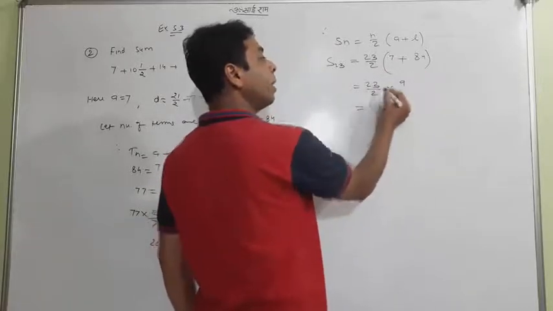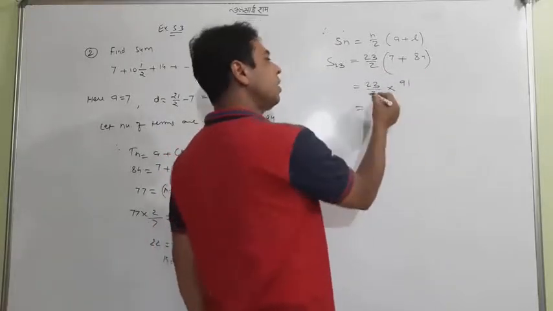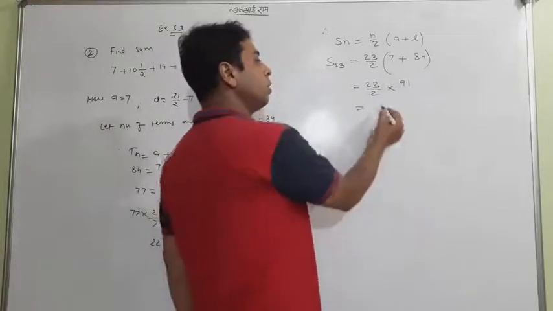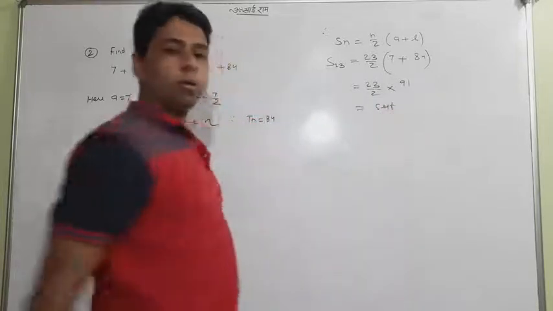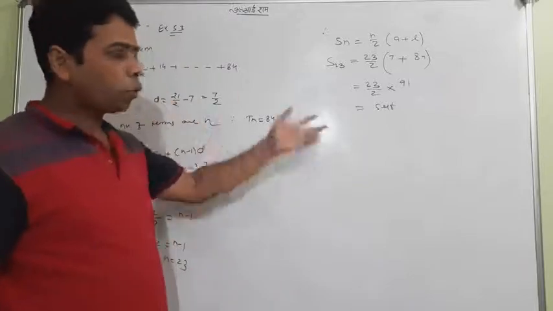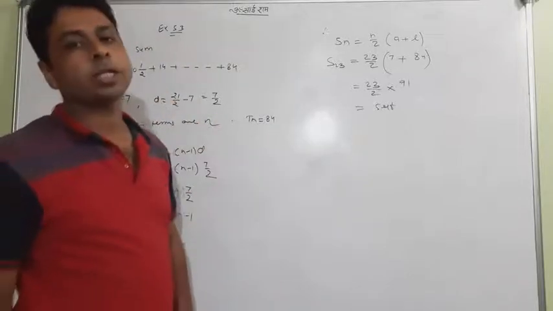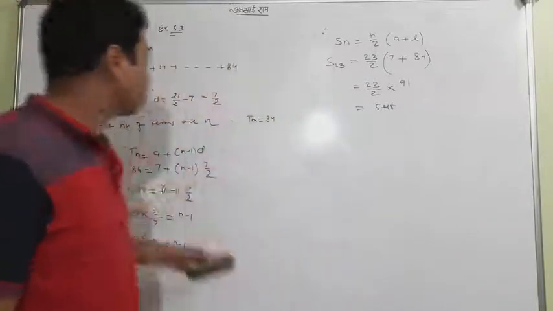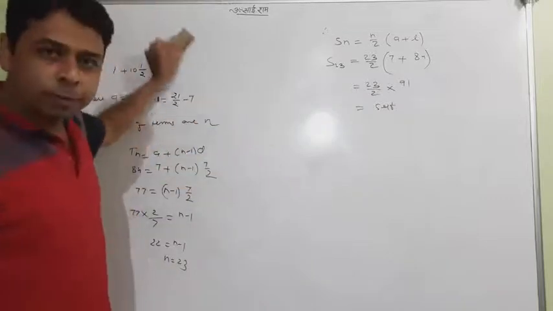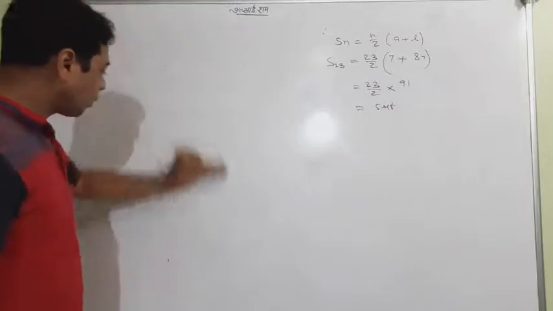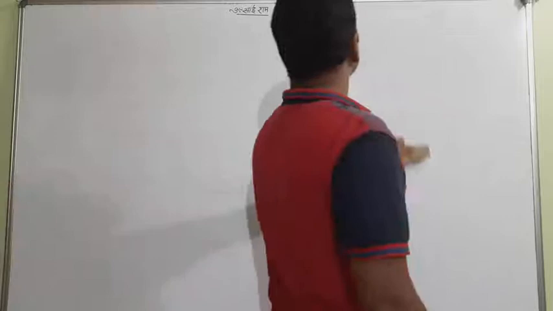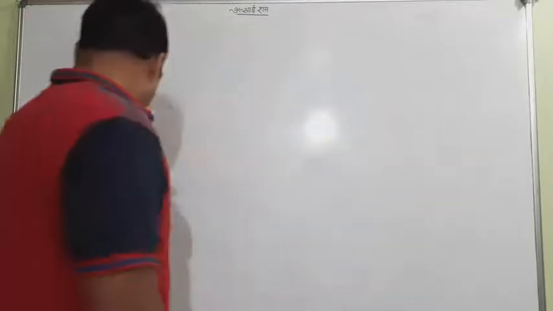And now multiply and divide by 2. Whatever the answer, in division you can give your answer. So it's your job, not mine. Whatever the multiplication and upon 2, leave your answer right there. So this is the answer. This is simple. The last term was given. First find the number of terms and then find whatever you want to find out.